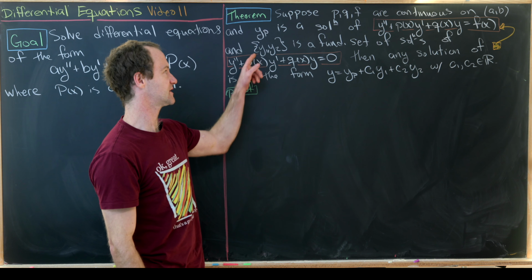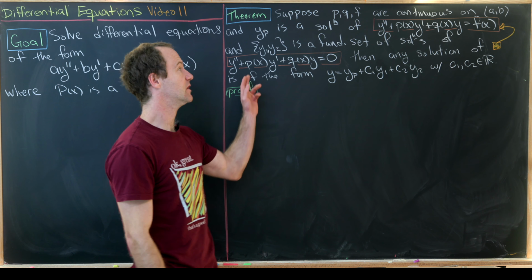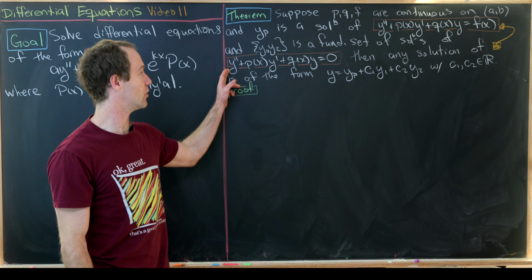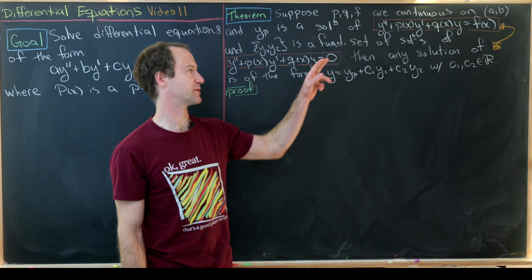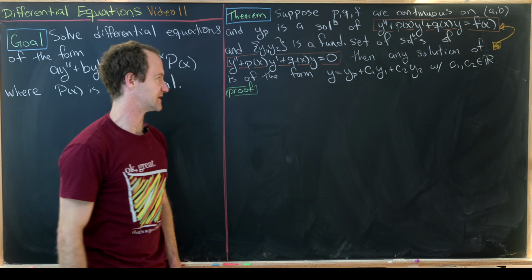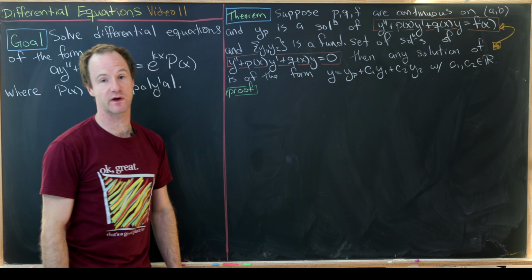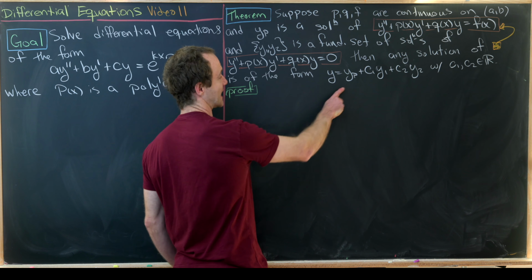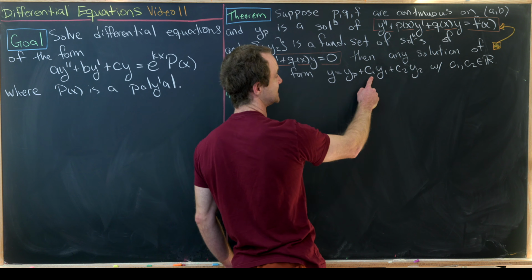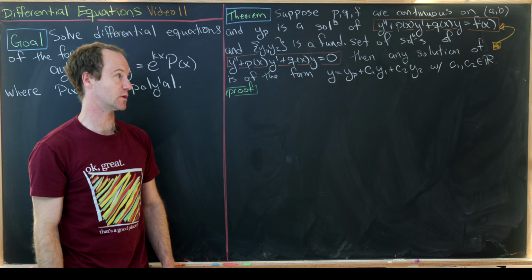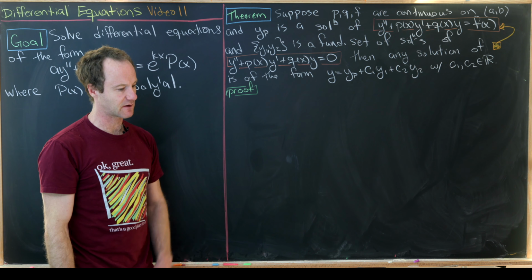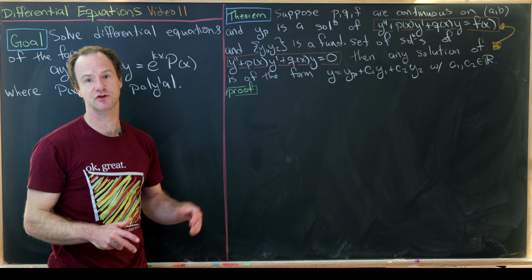Then next, we'll also suppose that y1 and y2 form a fundamental set of solutions to the corresponding homogeneous differential equation. So we just replace f of x with 0. Then any solution of our original differential equation must be of the following form. So y has to be yp, that particular solution, plus c1 times y1 plus c2 times y2, where c1 and c2 are real numbers.